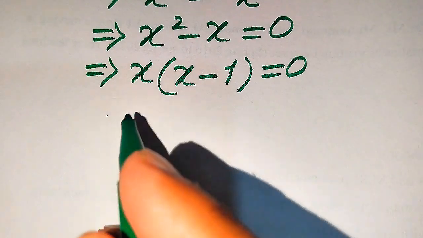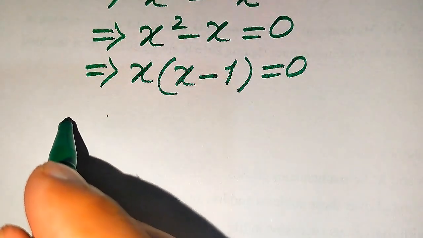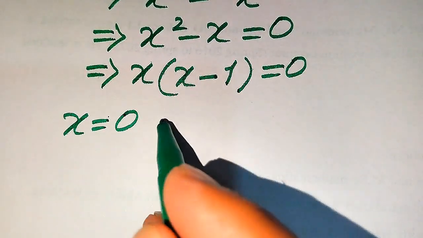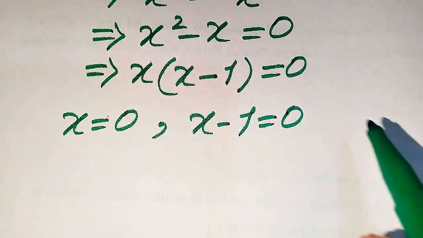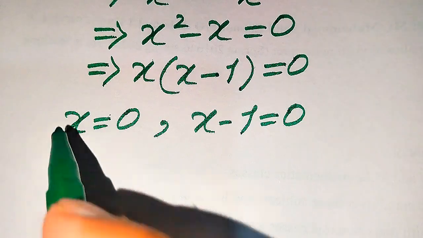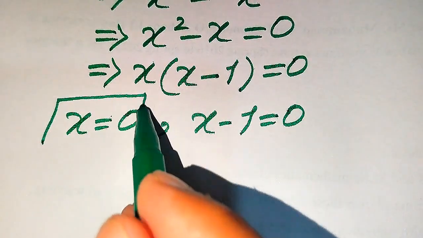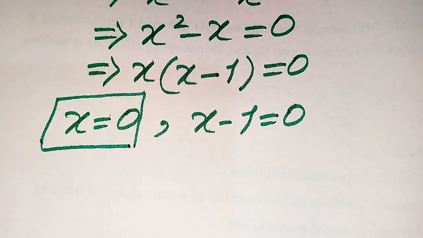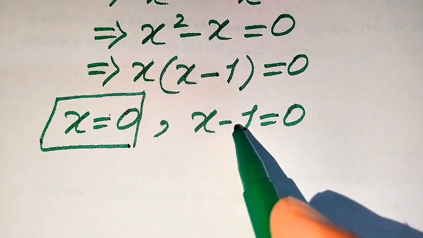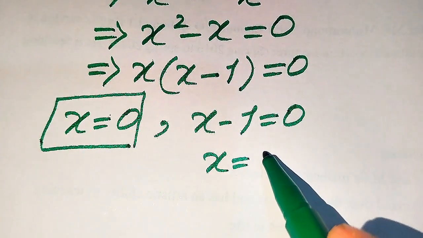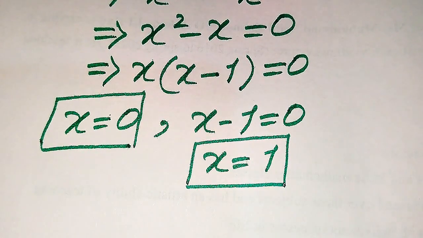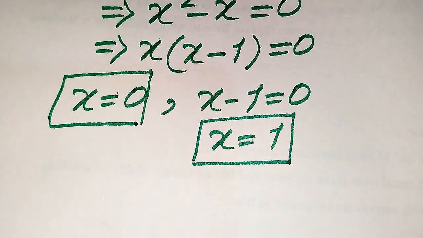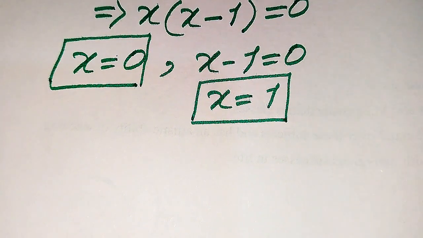Further, in the next step, we divide this equation into two cases. The first case is x equals 0, and the second case is x minus 1 equals 0. So this is our first root of the given equation, and from here we move this minus 1 to the right hand side, and we get x equals plus 1, and this is our second root of the given equation. So in the first method, we easily get these two roots of the given equation.